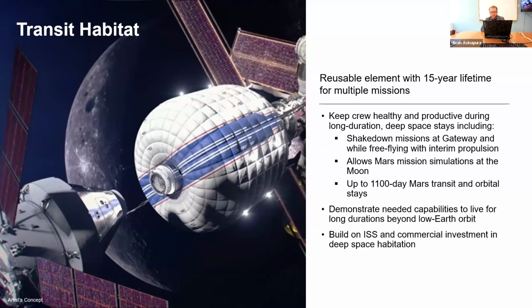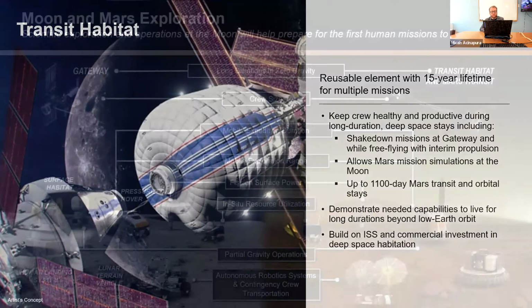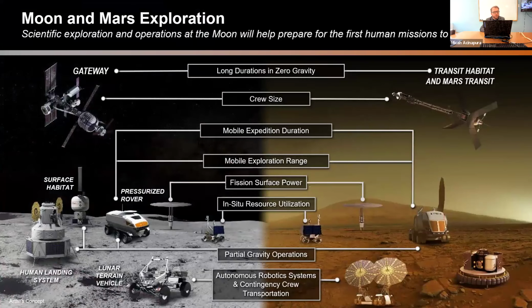It's going to be tested out around the gateway, all kinds of proving ground experiments and so on. It's going to be able to survive for the roughly up to 1,100-day Mars transit and orbital stay. So we're talking on the order of 3 years potentially for the round trip. It demonstrates its needed capability to live for long durations beyond low Earth orbit. And it also builds on what we've already done in the International Space Station and commercial investments in deep space habitation. But how does the moon actually allow us to go to Mars?